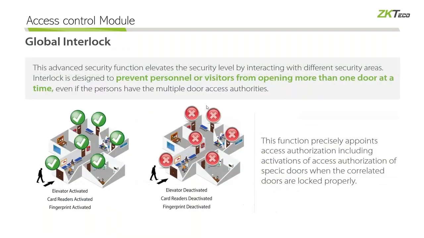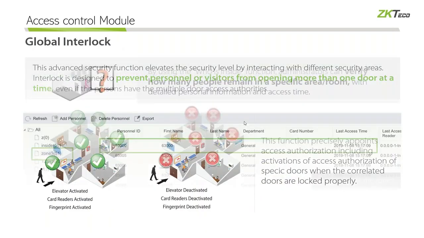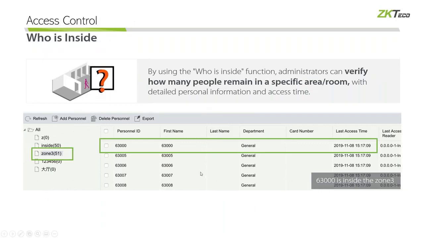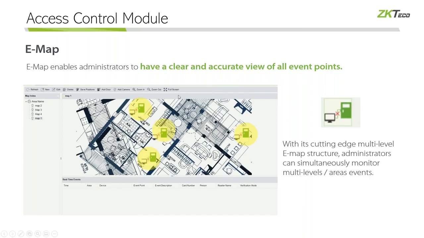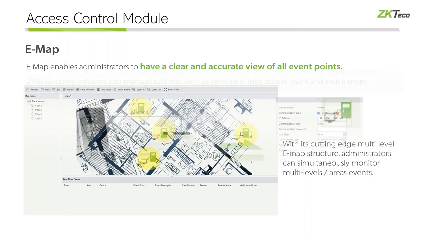Global interlock is the same. Who is inside? As we define zones, we can verify how many people remain in a specific area or room. And occupancy control, this is important. Even if the device controller knows me and has my biometric details, it will not allow me to enter an area if it is restricted to 10 people and, for example, I am the 11th. I have a map, we can say. I have not used this function, but it's useful.